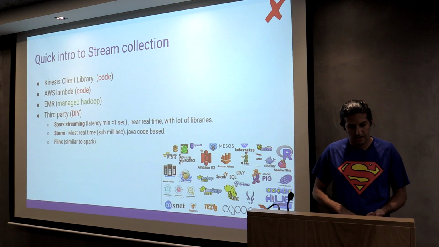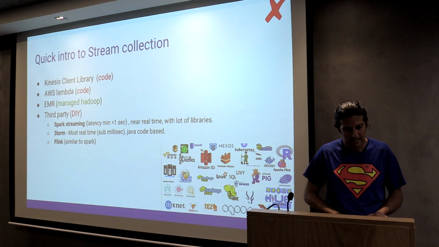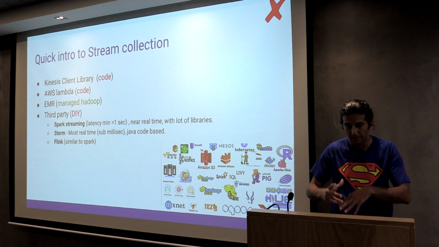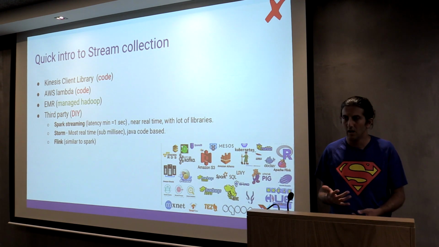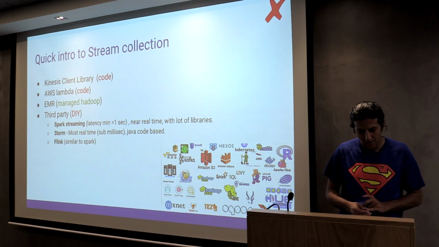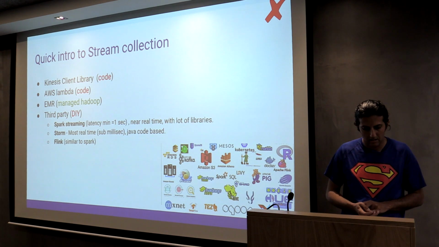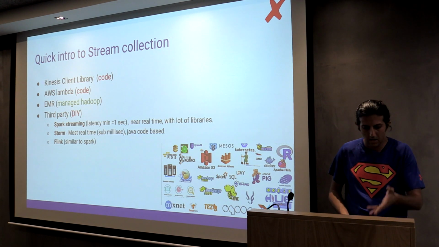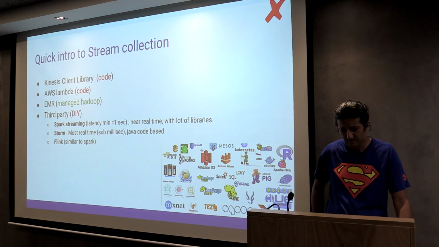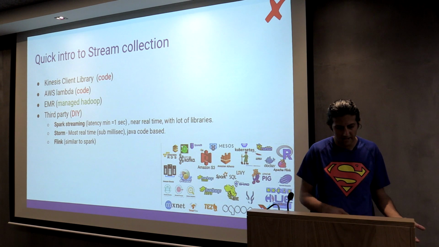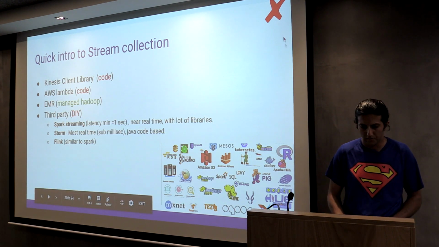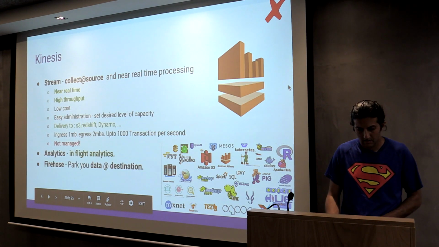Stream collections: there's the Kinesis client library, which is writing code. There's the AWS Lambda, which is serverless architecture, again, writing code that does many things. EMR, which is managed Hadoop, and third-party solutions like Spark Streaming, Storm, Flink, which again, the downside is do it yourself. Everything marked with red, naturally I didn't choose. The green I took, which is managed EMR, and we'll talk about it some more.